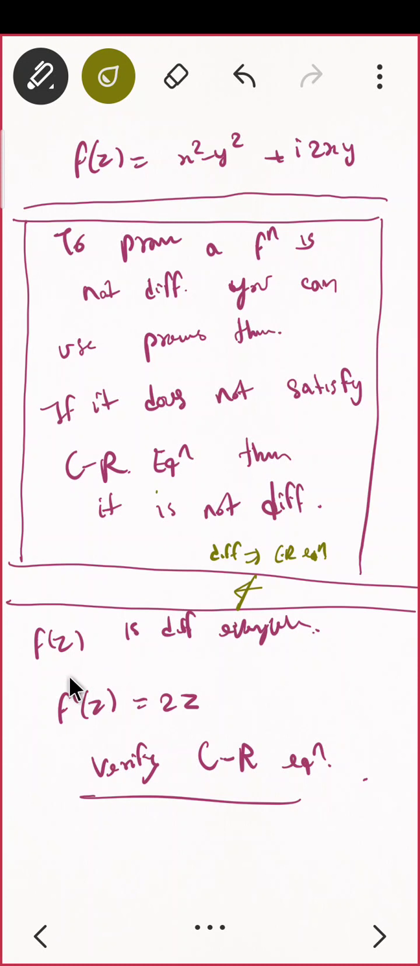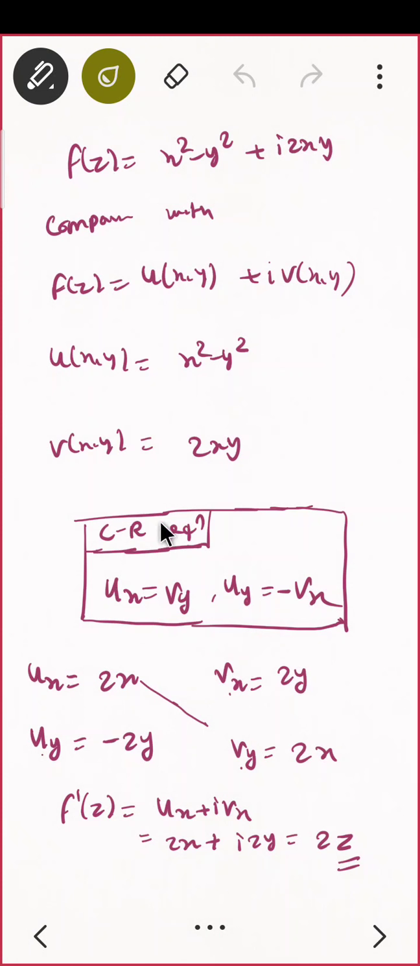So not CR equation implies not differentiable. That means the CR equation is necessary for me. If the CR equation does not hold, then differentiability is false. For the first example, f of z is differentiable everywhere. We saw that this satisfies the CR equation, and the derivative is ux plus ivx, and that is 2z.